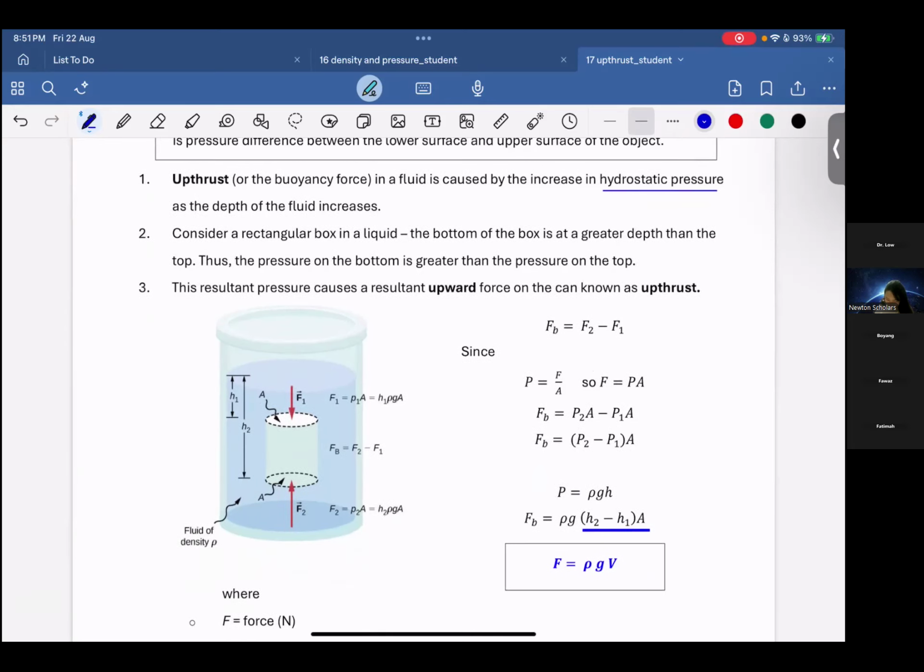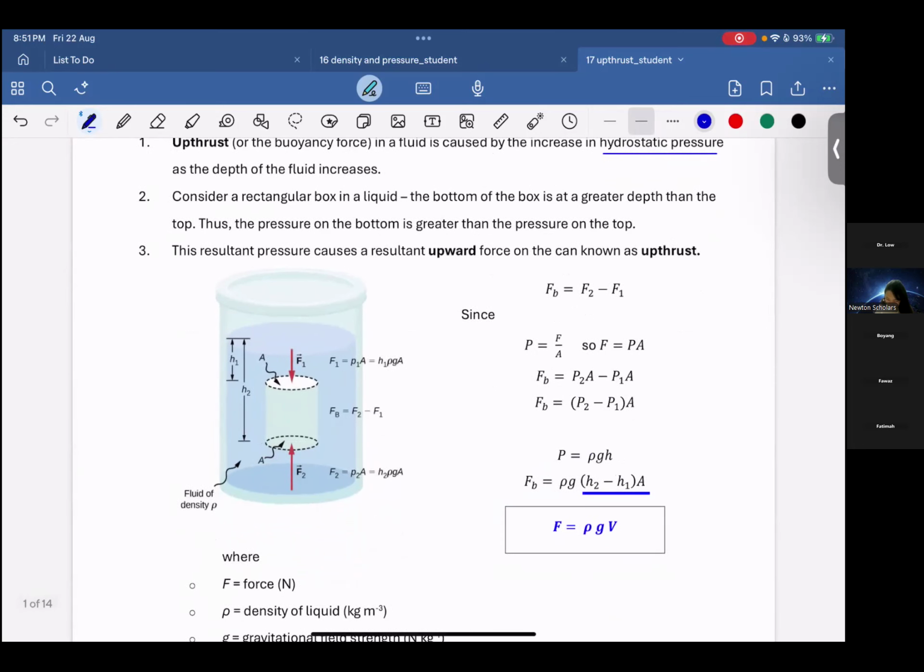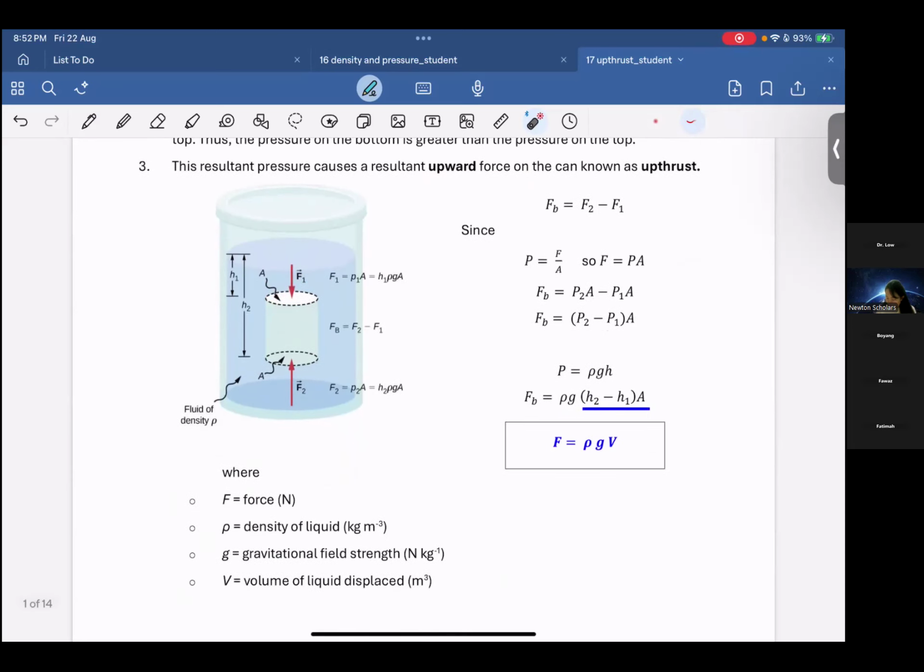Then consider a rectangular box in a liquid. This one is a cylinder. The bottom of the box is at greater depth. Can you see that H2 is greater depth than the top, H1? The pressure at the bottom part, of course, is higher than the pressure at the top. So the resultant pressure will cause an upward force. So upthrust is because there is a pressure difference. If we want to know how we get this formula for buoyant force, actually it is here.